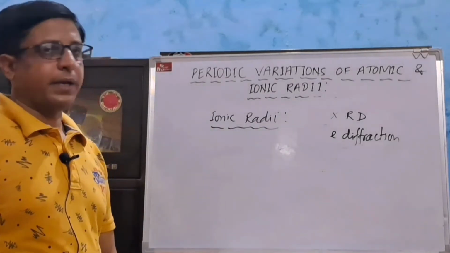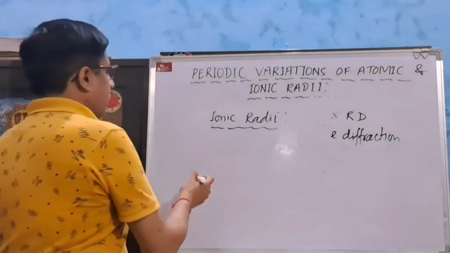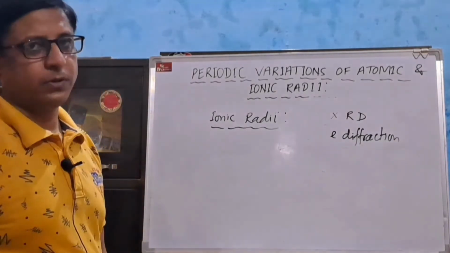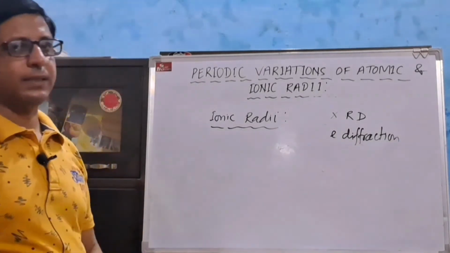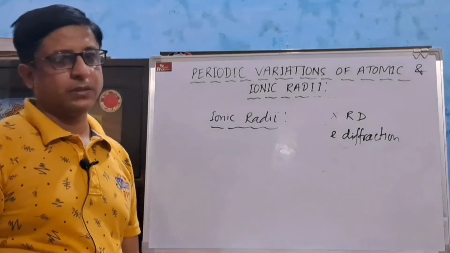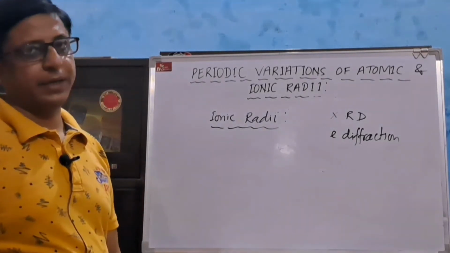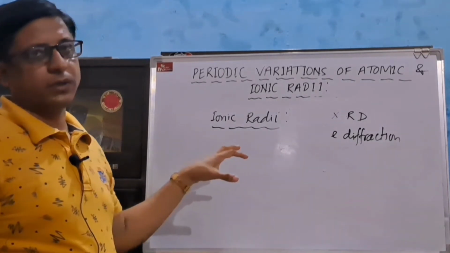Atomic radii can be classified into three types. First one is covalent radii in case of covalent molecules or non-metals. Second one is metallic radii in case of metallic crystals, which is also known as crystal radii. And third one is van der Waals radii.